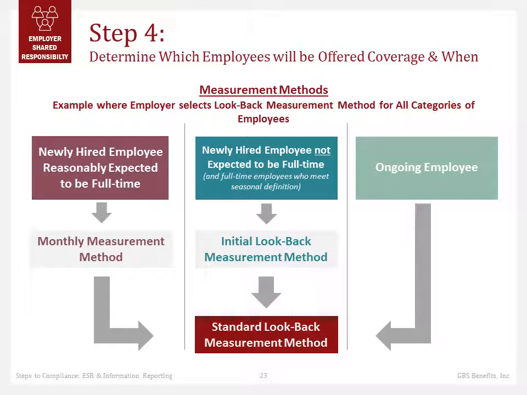So here is a graphic that hopefully helps in understanding this. This graphic is an example where again you're using the simple approach and where you decide to use the look-back measurement method period for all categories of employees. If you decide to use a variety of them, you're going to have a lot more going on than this. So this is the simplest approach. You can see we have 3 sort of buckets. We've got 3 columns, and these are the 3 categories of employees that you need to kind of keep separately in your mind and be aware of.